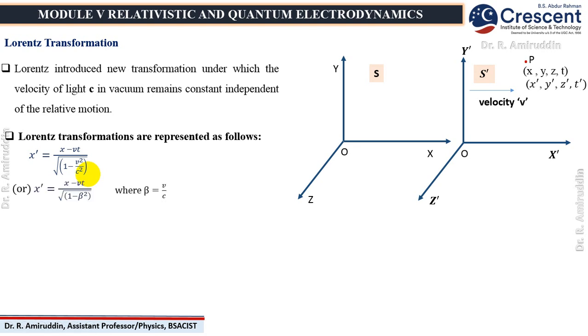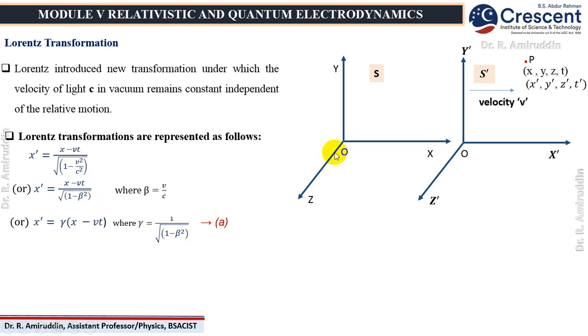and we will rewrite this equation in simplified form where beta will be labeled as v by c, and we rewrite it as x prime is equal to x minus vt divided by root of 1 minus beta square, where beta is equal to v by c. We will simplify further where we represent 1 by root of 1 minus beta square as the gamma term, and we will rewrite as x prime is equal to gamma times x minus vt, where gamma is equal to 1 by root of 1 minus beta square. Let us label it as equation number A.